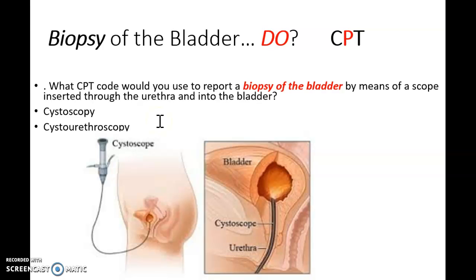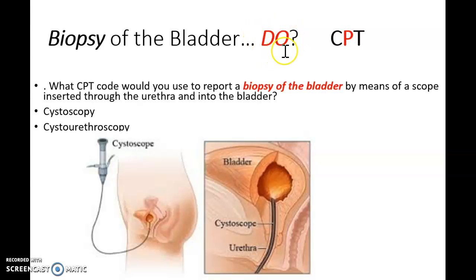If you look at this scenario, you can read the scenario and evaluate what you are coding for, okay? And always read the question too. What are they asking you for? For example, in the scenario, it says, what CPT code would you use to report a biopsy of the bladder by means of a scope inserted through the urethra and into the bladder? Now, do you see it says what CPT code? So you're not looking for a diagnosis. You're looking only for the procedure, which is what did the doctor do for the patient?